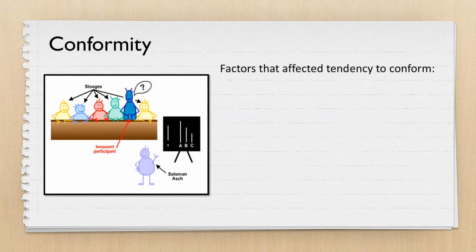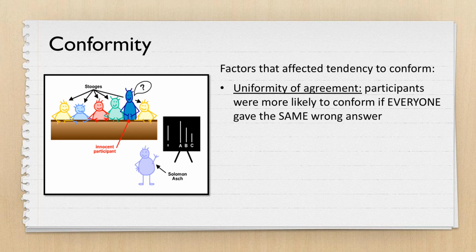So, what were some of the social factors that influence how likely we are to conform to the group? In other words, what determines how likely we are to just go with the group and choose the line that we know is not the right length? I will talk about three major social factors.